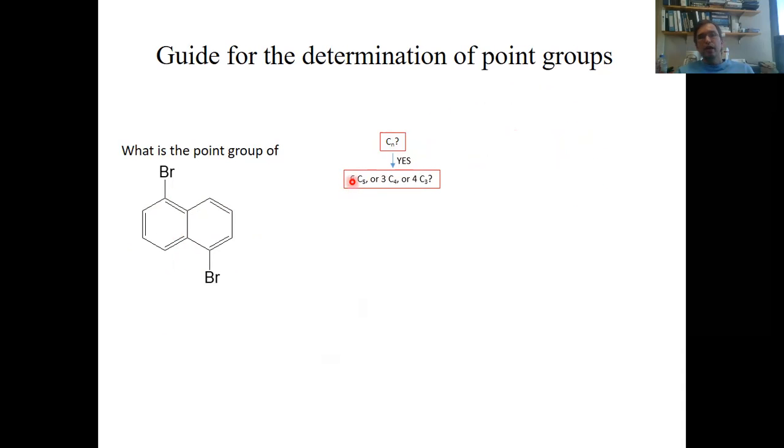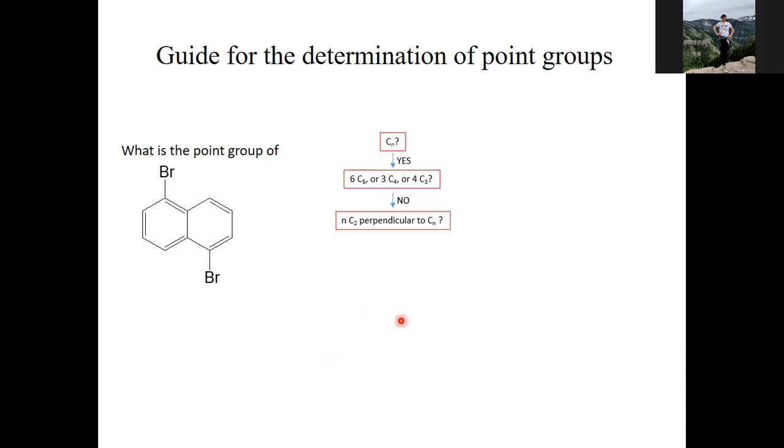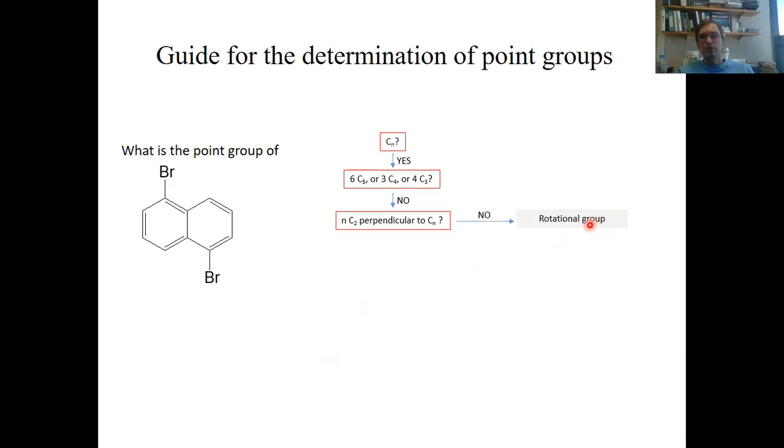So next we ask, do we have 6C5 or 3C4 or 4C3 axes present here? So should we answer this question yes or no? Any ideas? No. Okay, certainly we won't have that. So that means that we won't have a high symmetry point group. All right. So now we can ask the next question, which is, do we have nC2 axes that are perpendicular to Cn? Yes or no? No, that's also correct. So that means that we must have a rotational group.